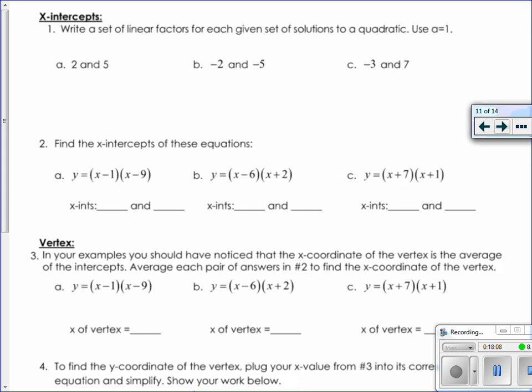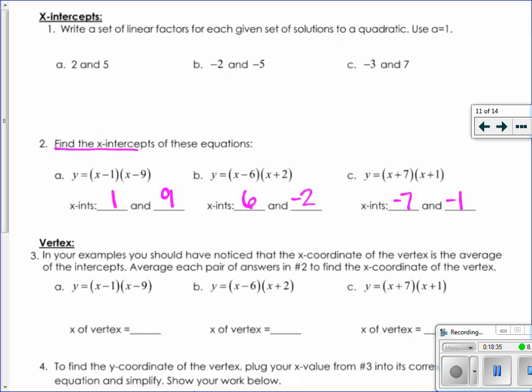Looking at number 2, I want to figure out the x-intercepts. This is in factored form. This is intercept form. That means I can get the x-intercepts right now. What would the x-intercepts be? 1 and 9. What would the next one be? And what about the last one? -7 and -1.